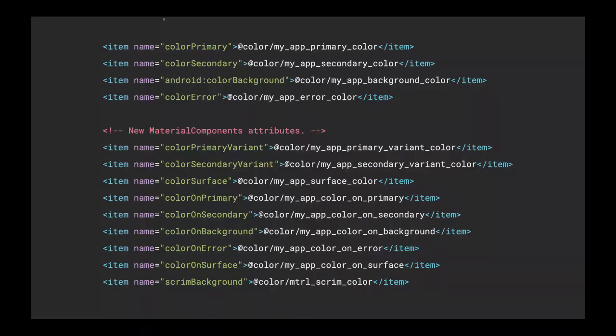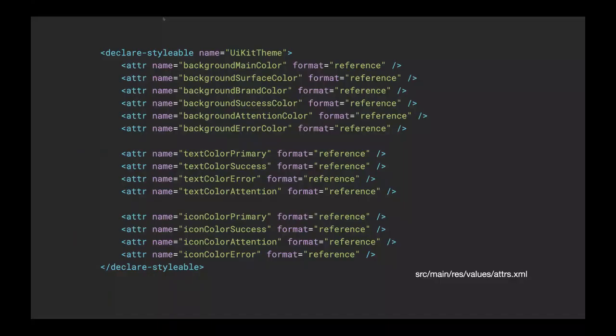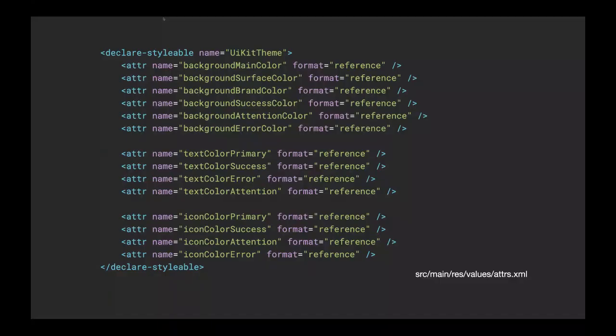So the way you can define your attributes is to create an app.xml file in your values folder. Here you can see we have a UI kit theme. UI kit is the name of our design system, and those are all the attributes of our theme. So we have the main color, the surface color, some brand color, error color, and then the same for our text colors. So basically here is where we define all our attributes. And the way you use them is that you define your own style, which is theme, UI kit theme, and then here you can override them.